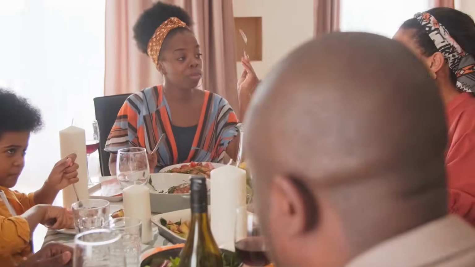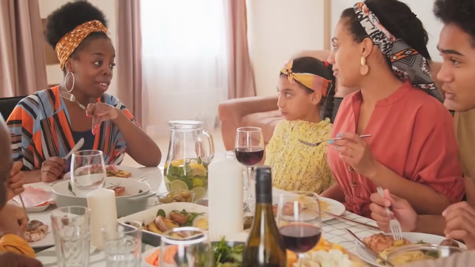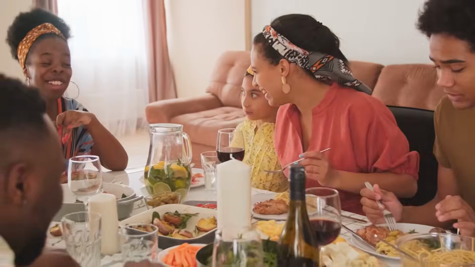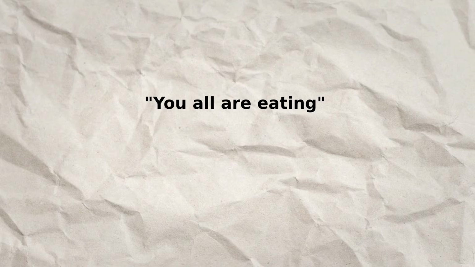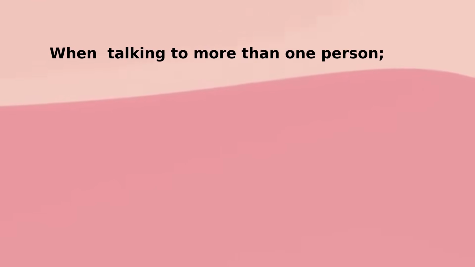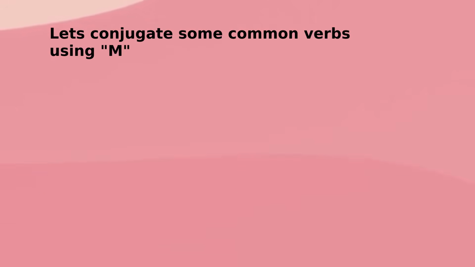Now let's imagine the whole family is sitting at the dinner table. Maybe there are brothers, sisters, cousins, uncles, and even grandparents. How do we say you all are eating? Now that's what we are going to learn next. In Swahili, when talking to more than one person, we use the subject prefix which is m. Now let's conjugate some common verbs using this subject prefix. We will use different verbs.